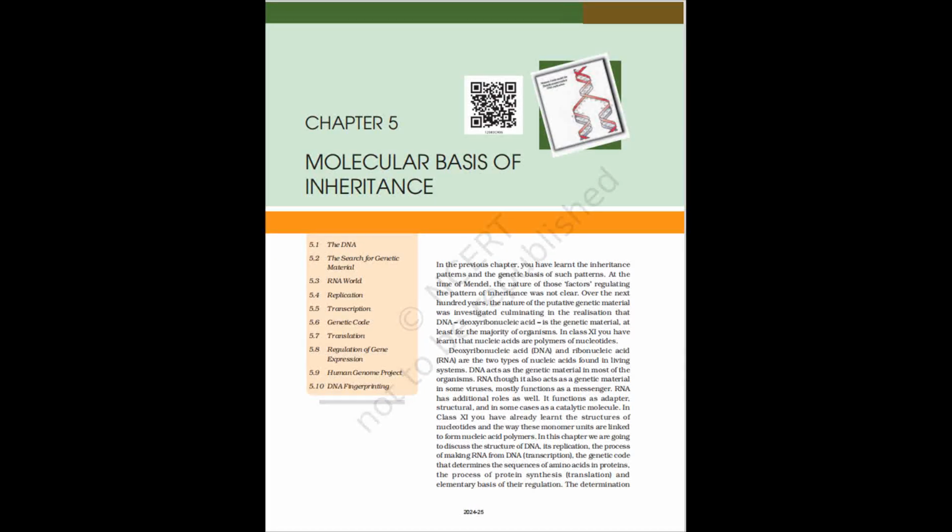In the previous chapter, you have learnt the inheritance patterns and the genetic basis of such patterns. At the time of Mendel, the nature of those factors regulating the pattern of inheritance was not clear. Over the next 100 years, the nature of the putative genetic material was investigated, culminating in the realization that DNA, deoxyribonucleic acid, is the genetic material, at least for the majority of organisms. In Class 11 you have learnt that nucleic acids are polymers of nucleotides.